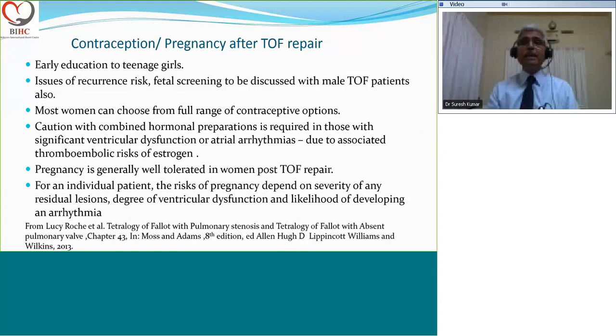And women can choose from the full range of contraceptive options, but those with a large right ventricle, tricuspid regurgitation, and ventricular dysfunction may refrain from the oral contraceptives because of the thromboembolic risk of estrogen. If it's a good repair, pregnancy is well tolerated like in normal women, and for an individual patient, the risk of pregnancy would depend on the severity of any residual lesion, degree of ventricular dysfunction, and the likelihood of developing an arrhythmia.